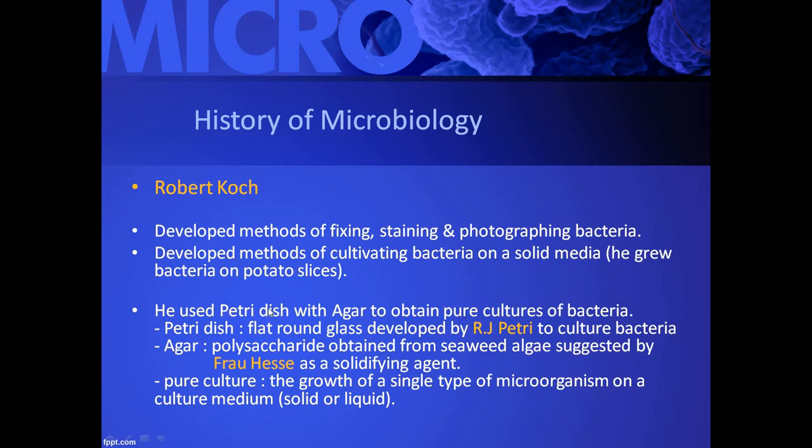Firstly, the petri dish is a flat, round glass developed by one of Robert Koch's colleagues called R.J. Petri to culture bacteria on a solid media. While agar is a polysaccharide obtained from seaweed algae, suggested by another of Robert Koch's colleagues, Frau Hesse, as a solidifying agent. So he used these two parts together to obtain pure cultures of bacteria.